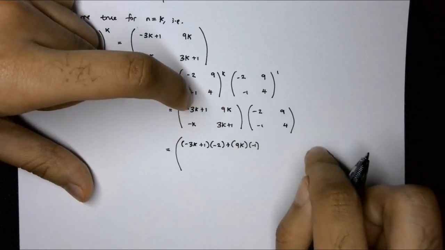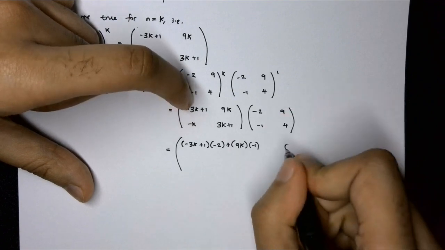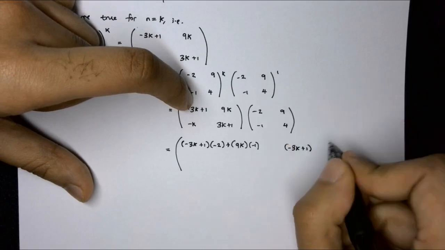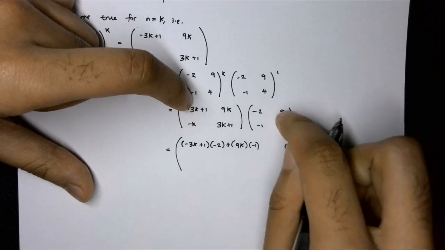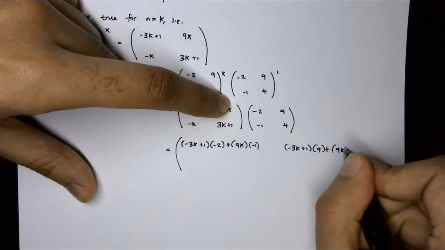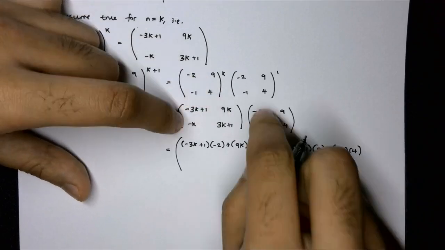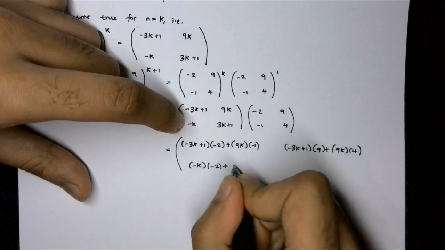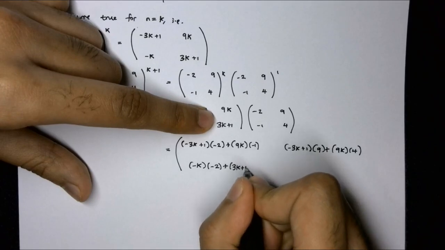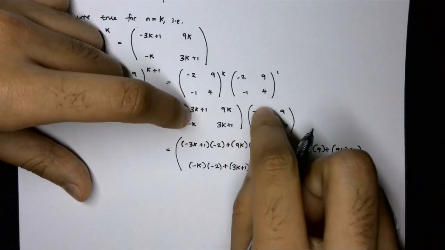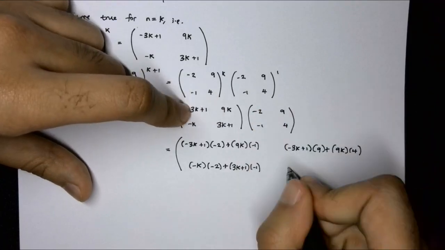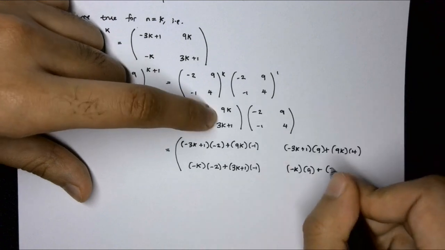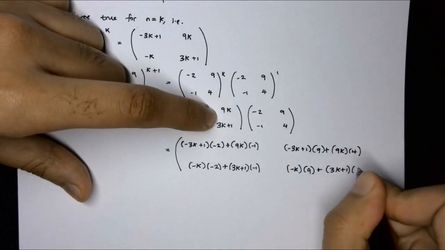For this element over here, we've got minus 3k plus 1, lots of 9, plus 9k, lots of 4. This element, we've got minus k, lots of minus 2, plus 3k plus 1, lots of minus 1. Okay, that makes sense. And here we've got minus k, lots of 9, plus 3k plus 1, lots of 4.